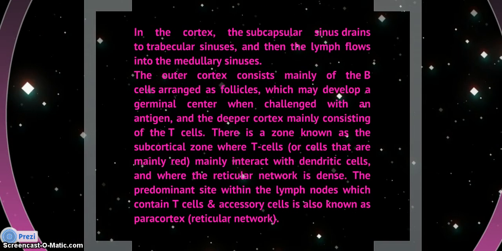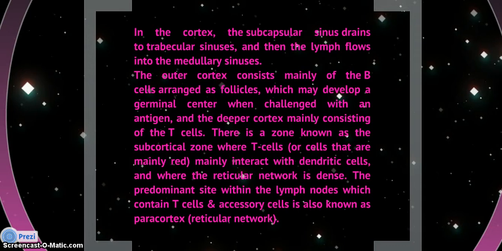Cortex. In the cortex, the subcapsular sinus drains into the trabecular sinuses, and then the lymph flows into the medullary sinus. The outer cortex consists mainly of B cells arranged as follicles, which may develop a germinal center when challenged with an antigen, and the deeper cortex mainly consists of T cells.